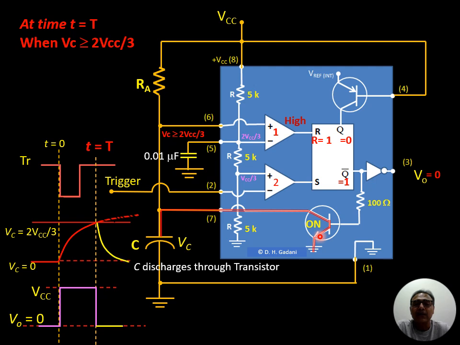As the transistor becomes on, the capacitor, which was charged up to 2 VCC by 3, will start to discharge through the transistor. So the voltage across the capacitor decreases exponentially. This way, the output of IC555 remains high for the time period which is decided by the charging time of the capacitor through resistance Ra.